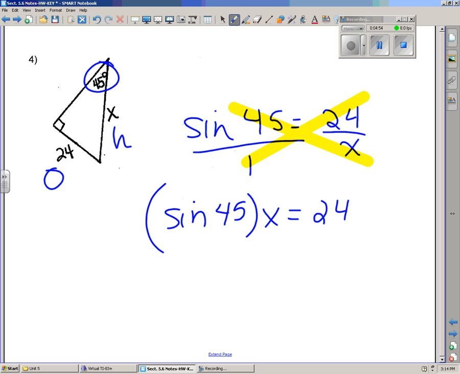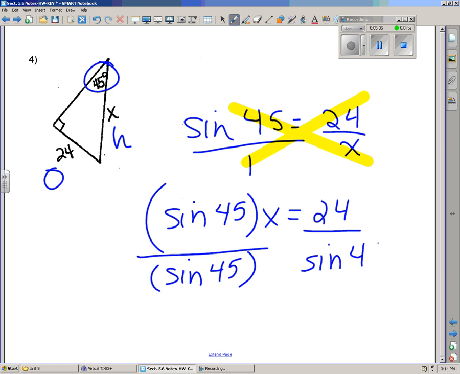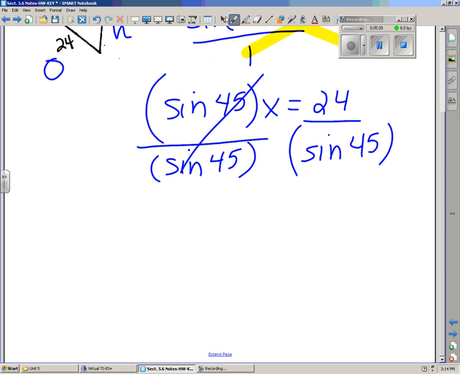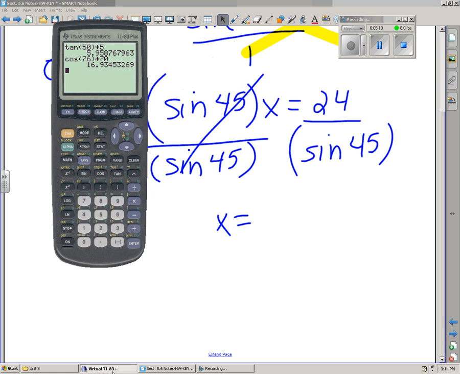Well, x is not alone here. How do you get x alone? Well, it's being multiplied by the sine of 45. So if you divide both sides by the sine of 45, you're going to end up with what x equals. So x equals, on the calculator, 24 divided by sine 45. Round this again to the nearest hundredth, 33.94.